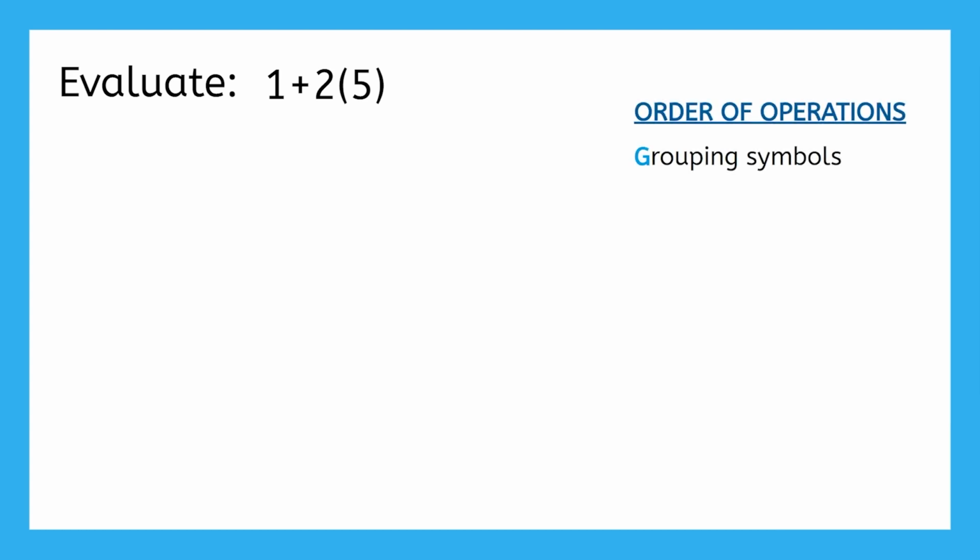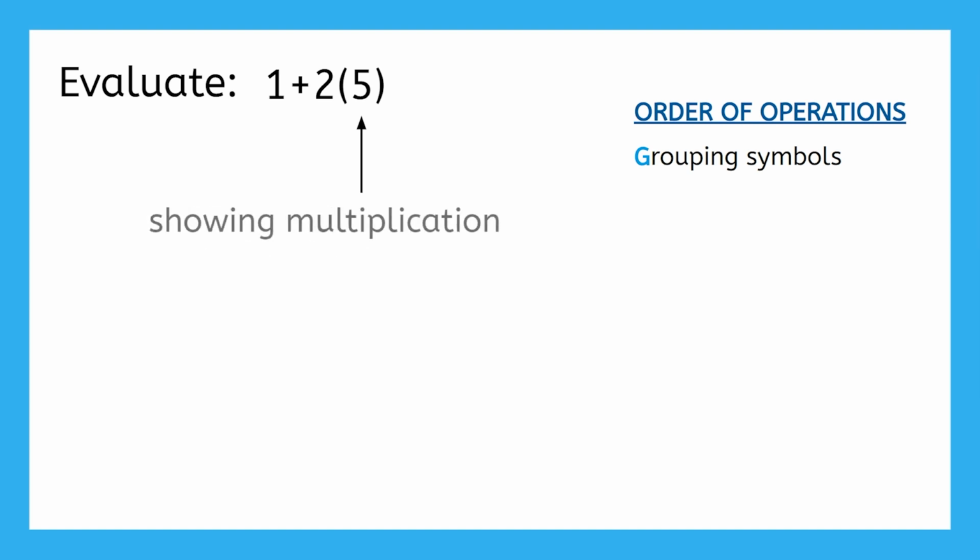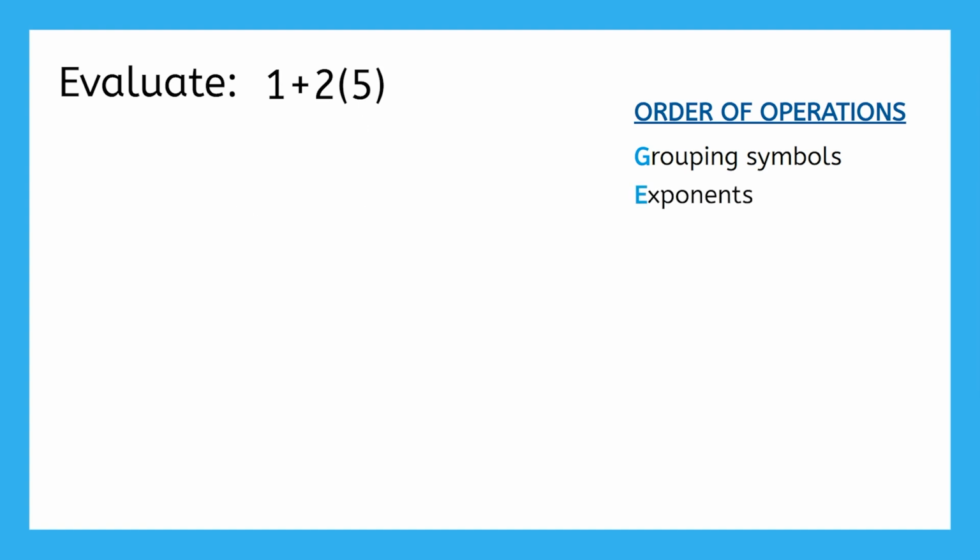Let's see. I don't see any grouping symbols, although we have these parentheses around the 5. They aren't actually working as grouping symbols here because they're not grouping more than one thing together. They are just showing multiplication between 2 and 5, like we talked about before. I don't see any exponents. And next up is multiplication and division. That means I'll do 2 times 5 first, and that gives me 10. After copying down the rest, my new expression is 1 plus 10.